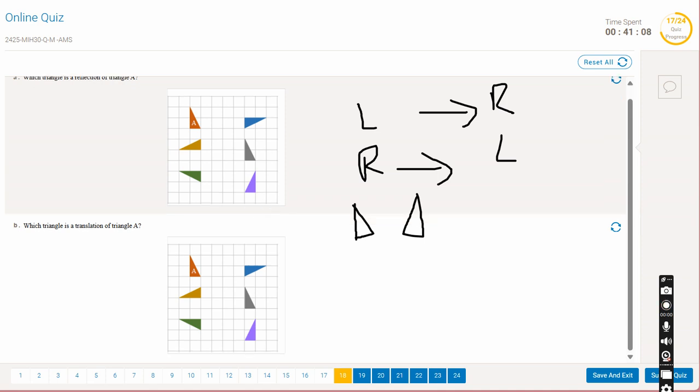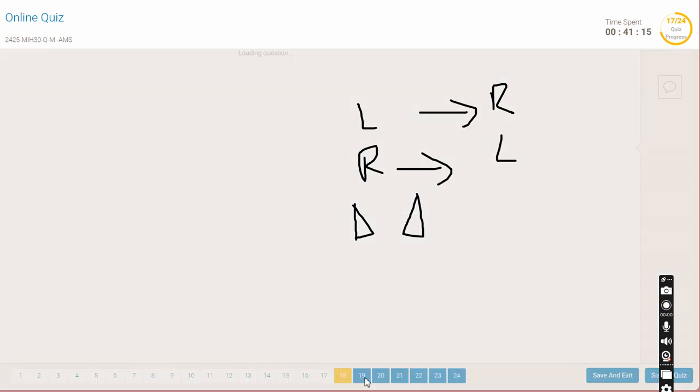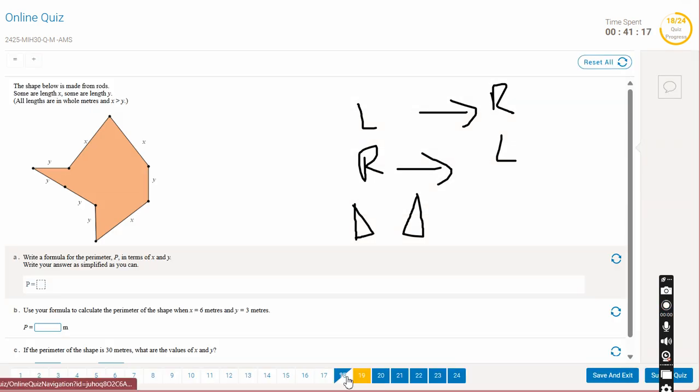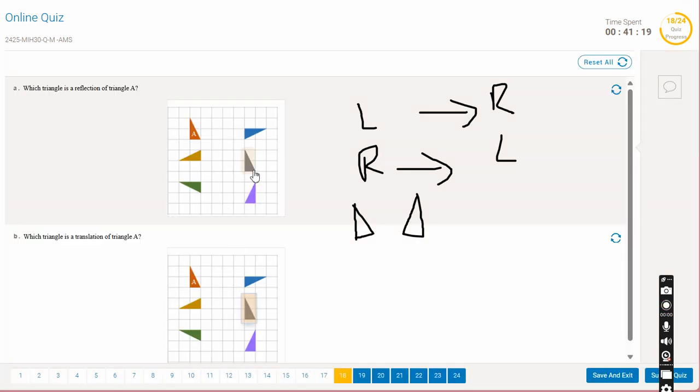Now translation is that it's exactly the same triangle, just it has been moved. So it will be the gray one. Exactly the same triangle, just has moved. Sorry, I think there's another one. Oh, I didn't choose. Okay, sorry. Purple one.